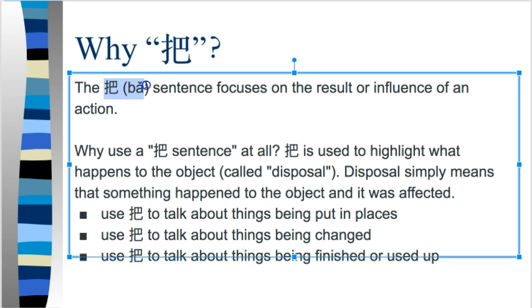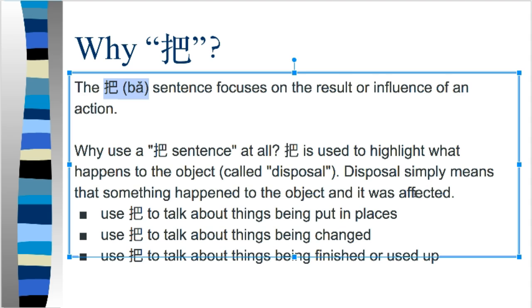Right? The 把 here, this character 把, acts as a disposal particle in the structure. It's used to highlight what happens to the object. This is what disposal means. Something happened to the object and it was affected. You're trying to really put what happened to the object in the center of the meaning of the sentence. And how do you put it in the central place?